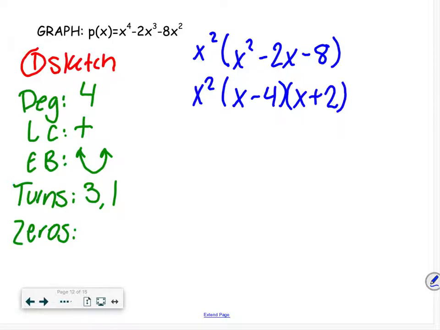So now that I have that, I can find my zeros. What's the first one I get from x squared? 0. What happens there? Cross, bounce, or swing? Bounce. My exponent is 2, so it bounces. What's the next zero? 4. What does it do there? Crosses. And my last zero, negative 2, what's it do there? Crosses.